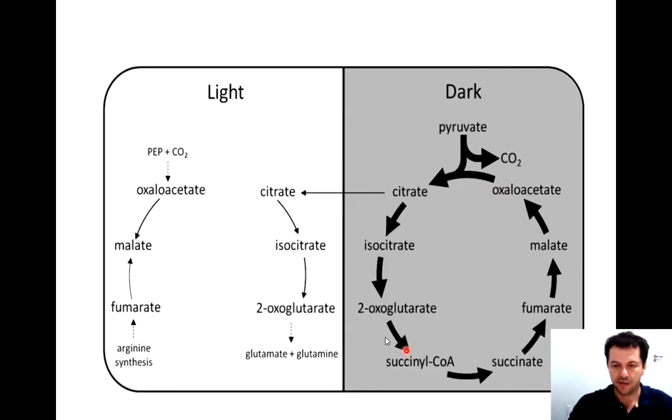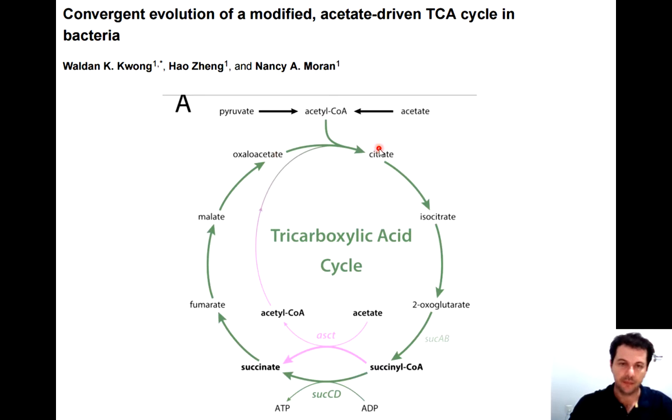Notice that in the dark, you can have the cycle working normally, just because here you have some enzymes that are inhibited in the light. Okay, we're going to see these enzymes. This is the reason why this cycle is not working as a cycle. But things become more complicated when we see other microorganisms.